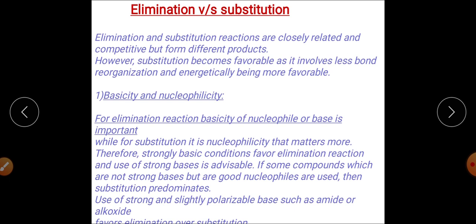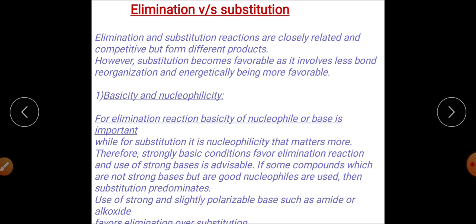And when we talk about the substitution reaction, at that time it is the nucleophilicity of the nucleophile that generally matters. When we talk about a general condition, strongly basic conditions generally favor the elimination reaction. Or we can say that if we are using a strong base, at that time the elimination reaction will proceed. The elimination reaction is going to happen at that time.